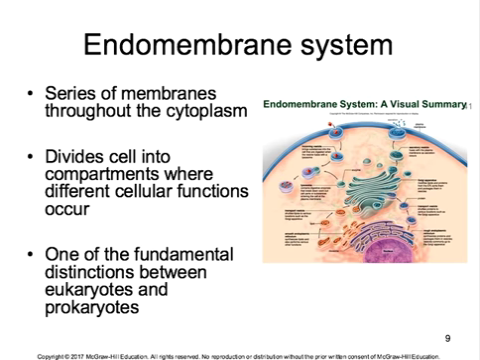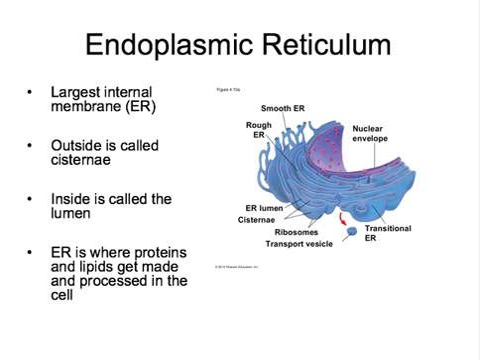So within your cell, you have something called an endomembrane system, and this is a series of membranes throughout the cytoplasm. And what it does is it divides the cells into compartments where different cellular functions occur. So you may have the breakdown of products in one part of the cell, and you might have another part of the cell where things are being built. And the way we do this is through that endomembrane system. Remember, prokaryotes don't have an endomembrane system. This is very specific to eukaryotes.